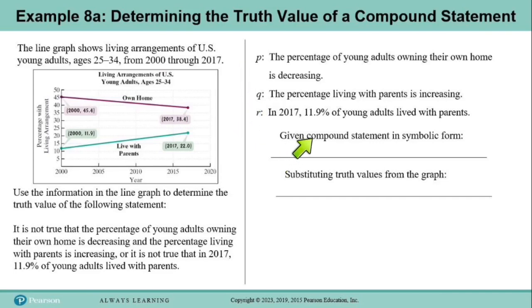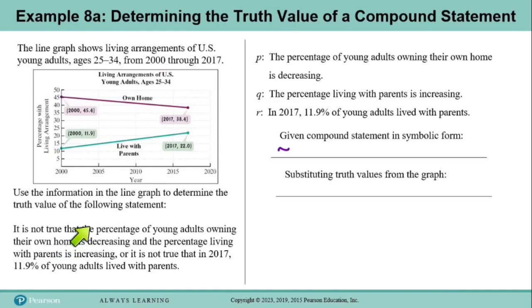Now what we're going to do is go back to the given statement and express it in symbolic form. So express it using P, Q, and R and any logic symbols that we need. So let's look carefully at it before we just start writing things down. So it says, it is not true that, so we know we're going to need a not symbol.